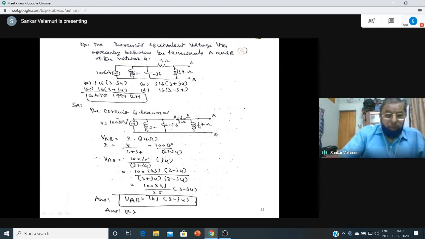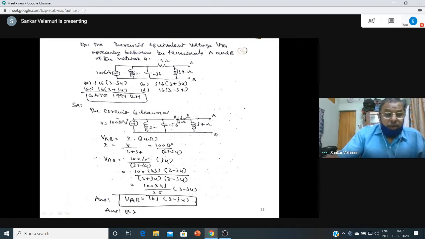So what I mean to say here is that VAB is equal to VOC, because it is already open circuited. No additional load ZL is shown as additional data. That is the first point. If you treat this as the AB terminal and you want to remove the load and find it, this will become the open circuit voltage across this.